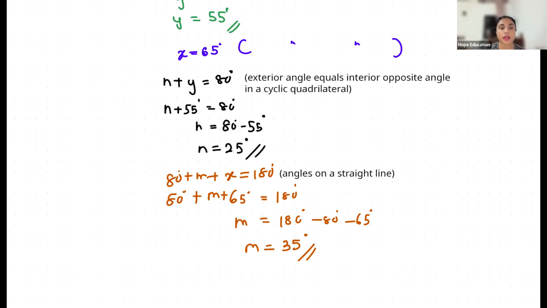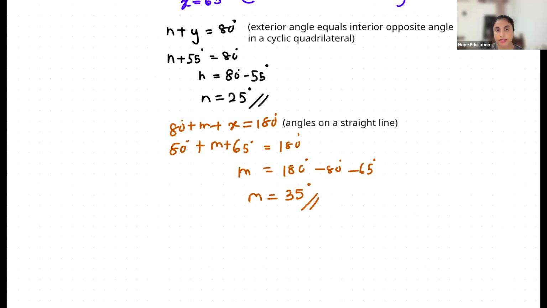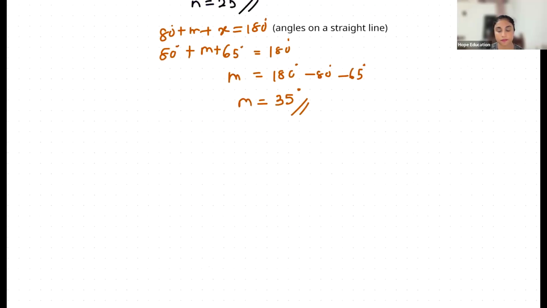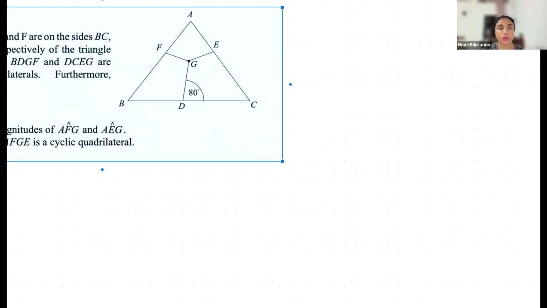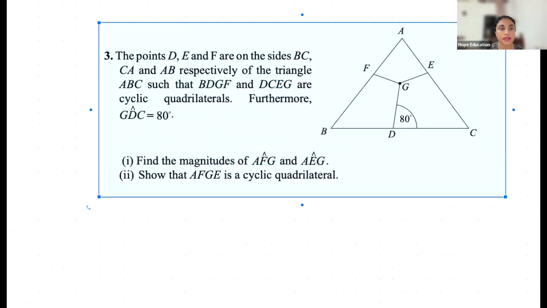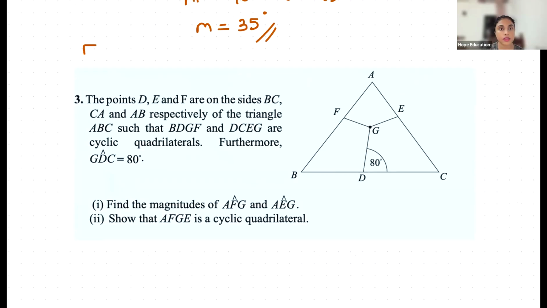Anyways, go to exercise 21.3. Try the third question. Don't take too long. I will not set a timer, but as soon as you're done, let me know. I hope you can see the whiteboard. This is exercise 21.3. Quickly do.